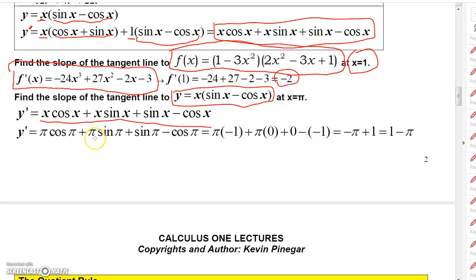And everywhere I have a sine pi, sine pi is 0, so those terms are just going to disappear. And then here I have minus cosine pi. Well, that would be minus negative 1. So basically I have minus pi minus negative 1. So that's minus pi plus 1, or if you prefer, you can write that as 1 minus pi. So, and again, that's the exact value.